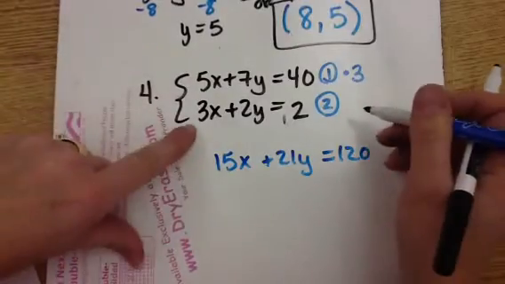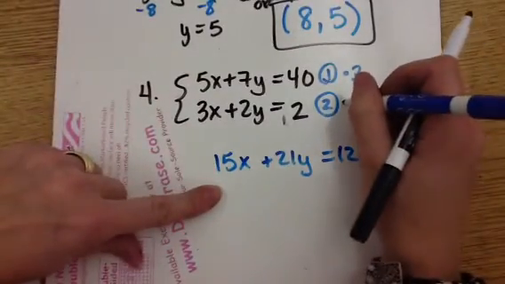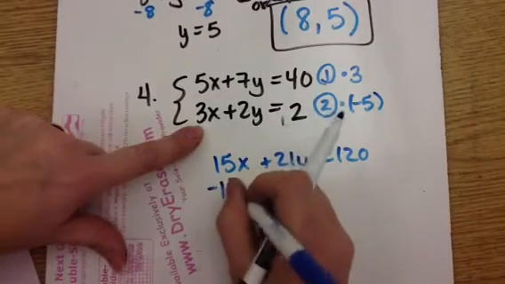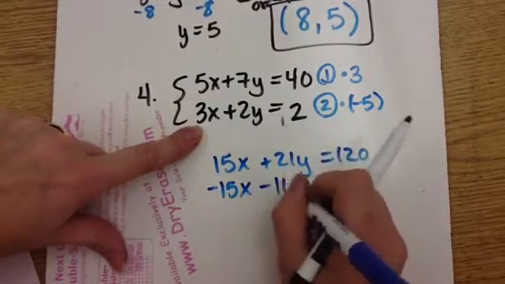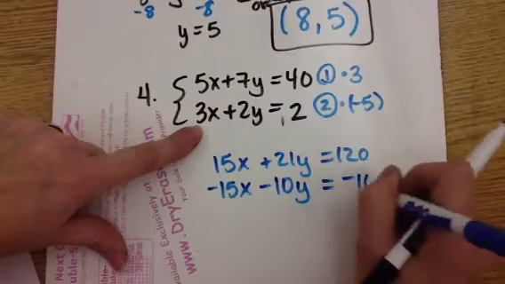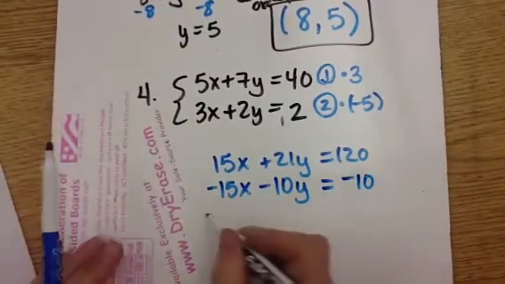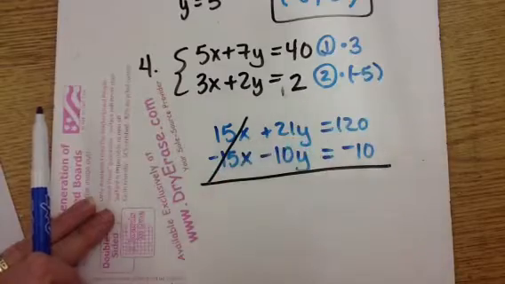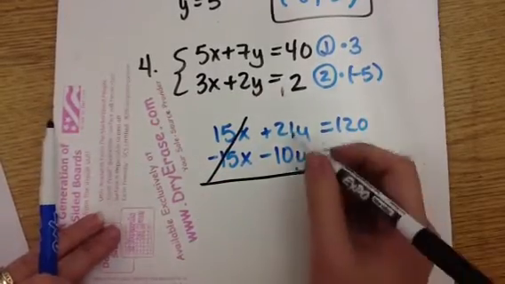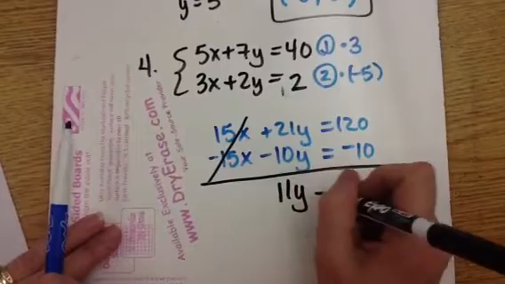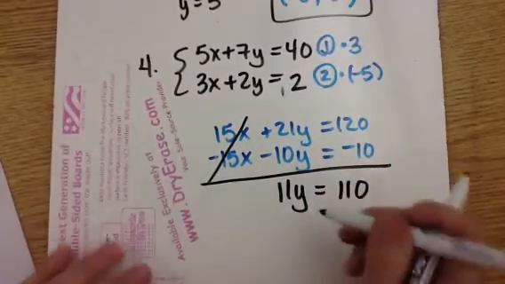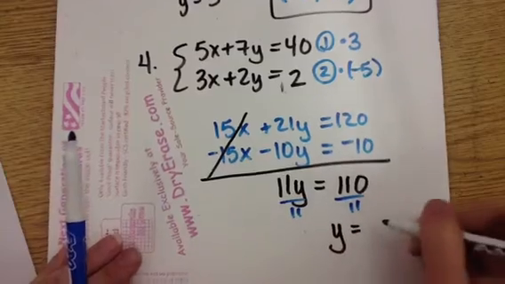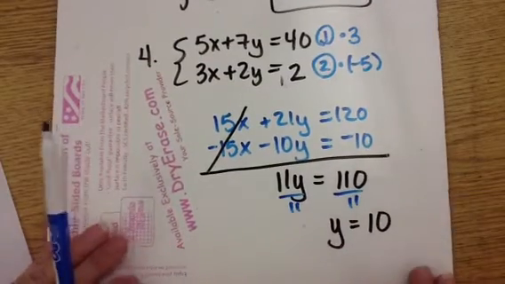Now I need my other x to have a negative 15. So I'll multiply equation 2 times negative 5. So that will give me negative 15x minus 10y equals negative 10. When I add those equations together, the 15x and the negative 15x cancel out. I get 11y equals 110. Solving for y gives me y equals 10.